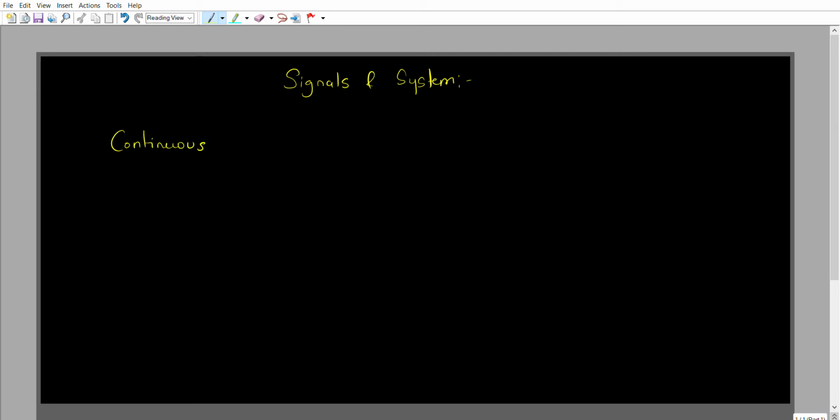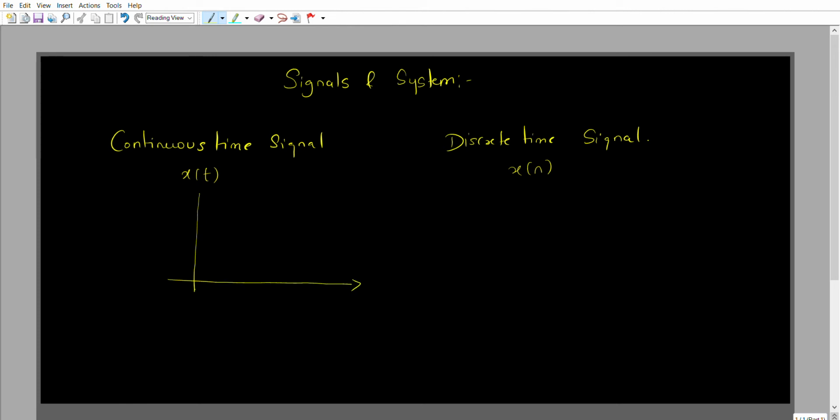Okay, so basically we have two types of signal. One is continuous time signal and the other one is discrete time signal. A continuous time signal is represented as a function of t and a discrete time signal is represented as a function of n. So this is how a continuous time signal looks. For an example, I am taking a sinusoidal waveform. This is called continuous because the signal appears at any given point of the time.